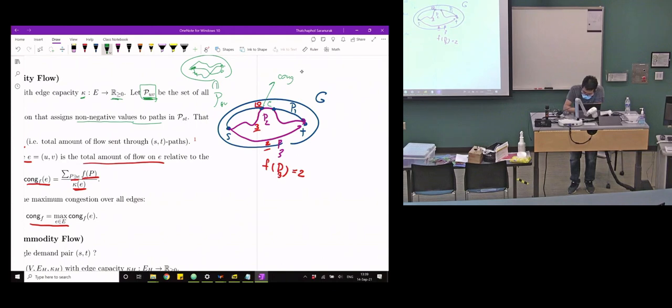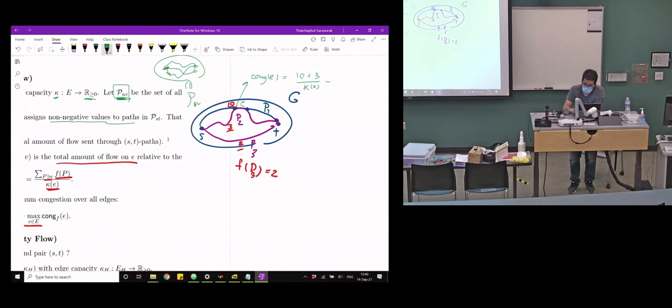So the congestion should be like 10 plus 3 over the capacity. So if the capacity is 1, it's going to be 13. Otherwise, if capacity is 10, then you just divide it by the capacity. Yeah. All right. Sorry about that.